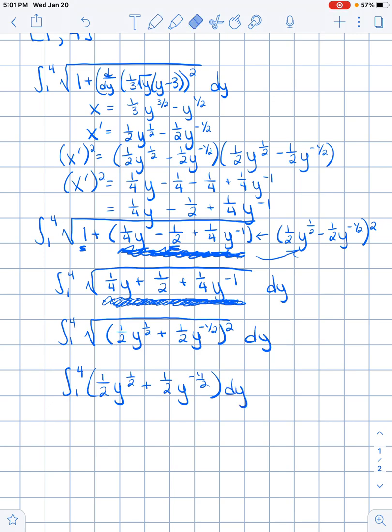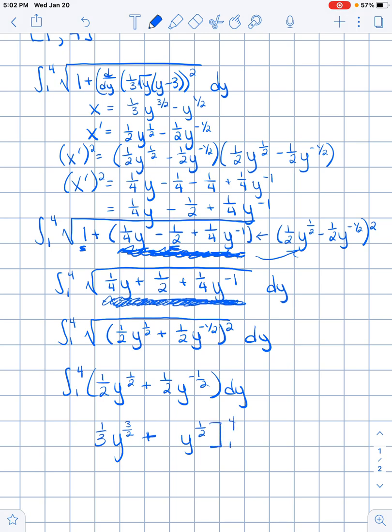And now what this means is I can just use the power rule. That's also another reason why I left it in exponent form instead of making it into a fraction, because I knew it was going to get here again. So now finding the antiderivative is pretty straightforward. Add 1 to this first exponent, so that's y to the 3/2. 1/2 times 2/3 is 1/3. And then if I add 1 to this, that's positive 1/2. 1/2 divided by 1/2 is 1.